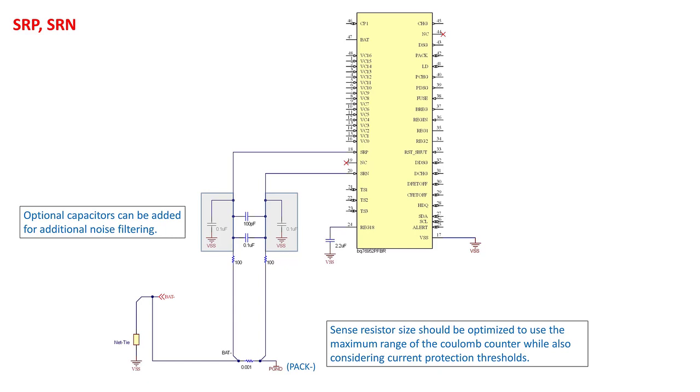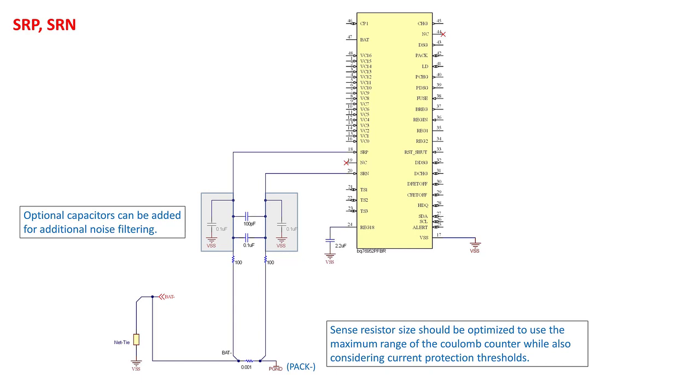The resistance value of the sense resistor should be selected to maximize the range of the Coulomb counter, but it also should consider the overcurrent and short circuit detection thresholds and allow some tolerance margin. The detailed design procedures section of the datasheet walks through a step-by-step example for choosing an optimal sense resistor for an application. Optional 0.1 microfarad filter capacitors can be added for additional noise filtering at each sense input to ground.